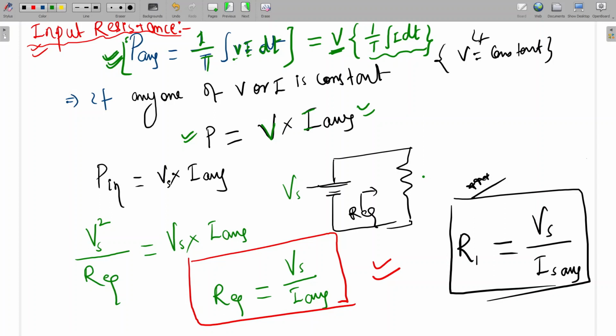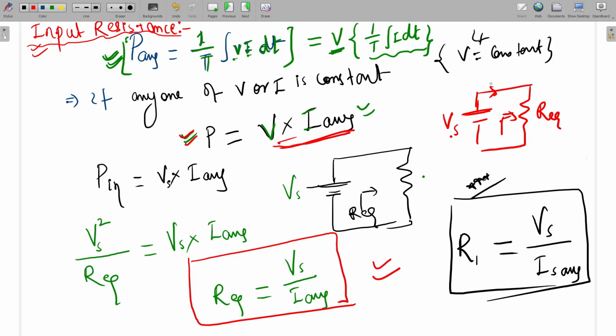Okay, so for the same converter, let's say this is Vs, the source voltage in the converter. We are going to see the equivalent resistance: how much resistance will the source see? What is the power delivered by the source? It is the source voltage into the average current, V into I average. The same power for the equivalent resistance we can write as V square by R equivalent.